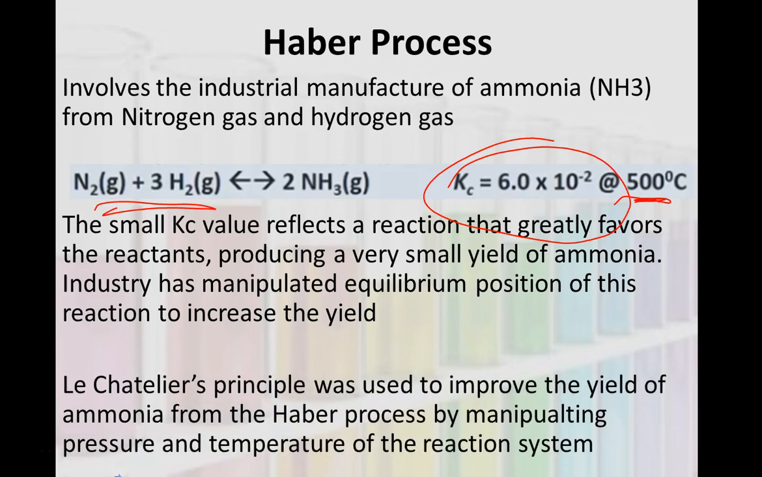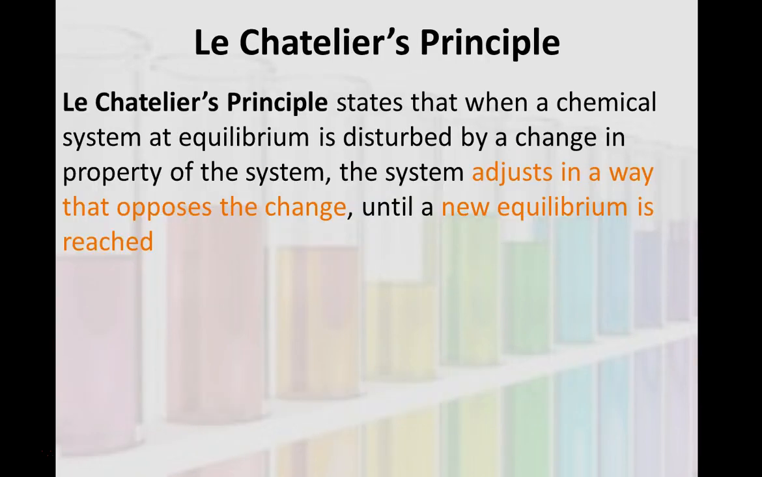What we can do is manipulate equilibrium to produce a greater amount of ammonia, and so what we're going to be looking at today is what's called Le Chatelier's principle, which helps us improve the yield in these equilibrium systems that don't automatically want to go into producing the products, into those quantitative stoichiometric reactions.